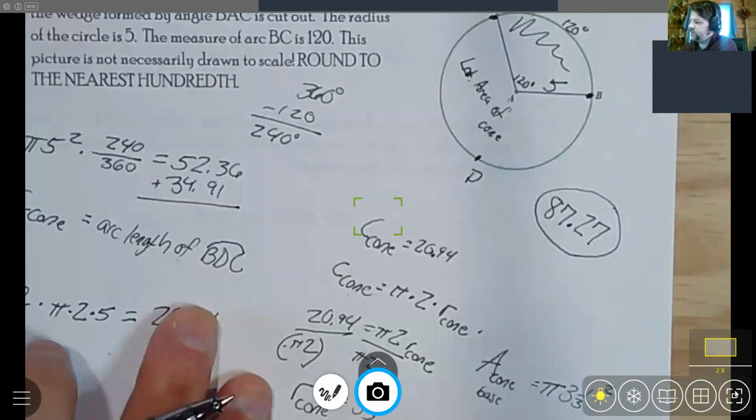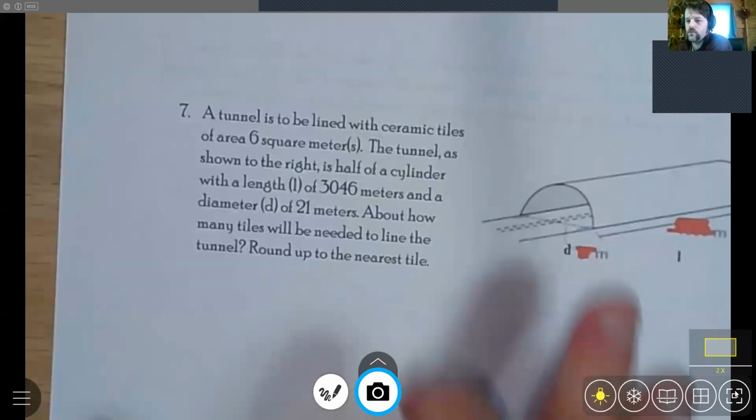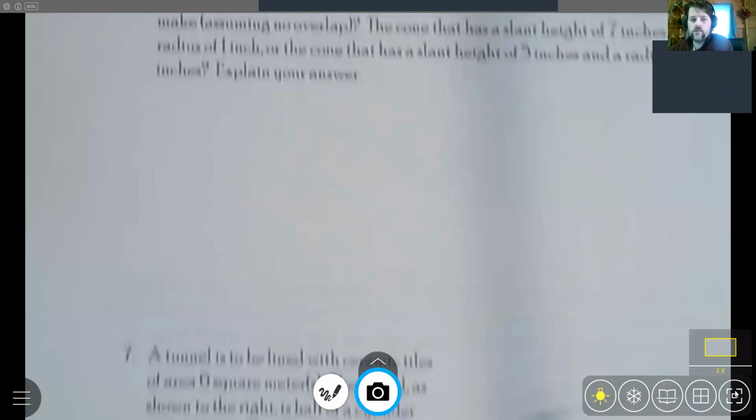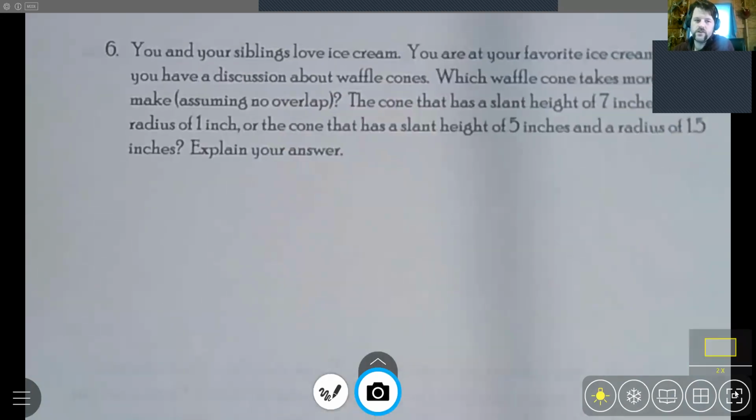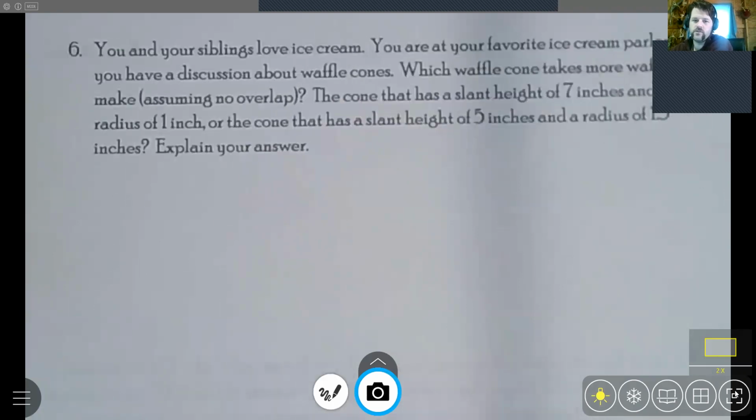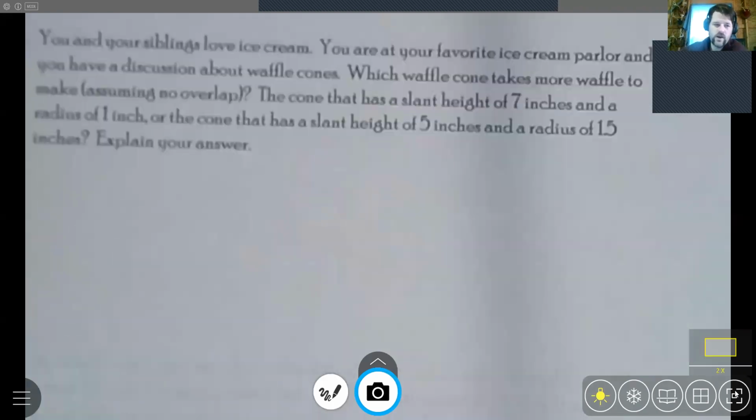All right. Okay, moving on. All right, you and your siblings love ice cream. Who doesn't? You're at your favorite ice cream place. You have a discussion about waffle cones. Which waffle cone takes more waffle to make?